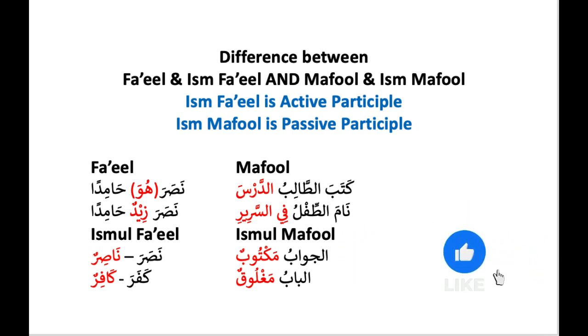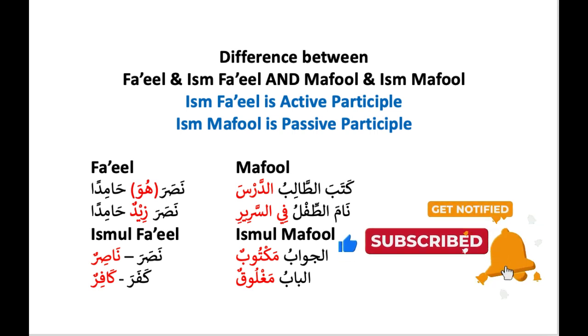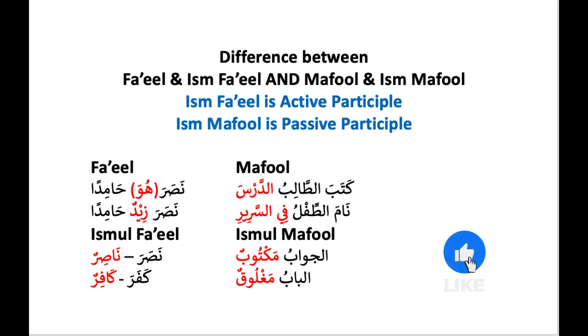Namat tiflu fis sariri. The child slept in the bed. Fis sariri is indicating a place. So this is Maful fihi. So these two are examples of Maful or object.